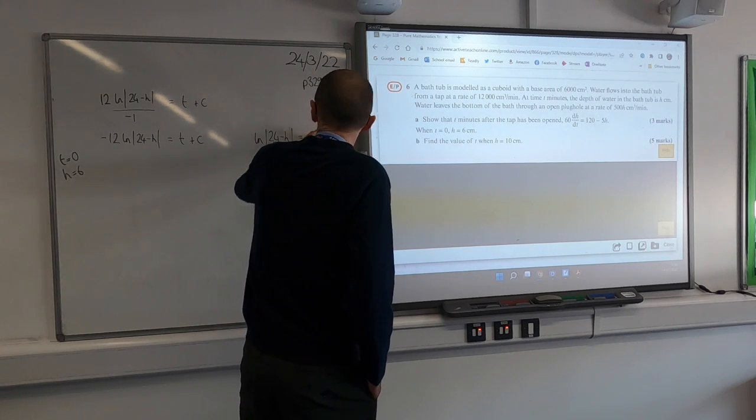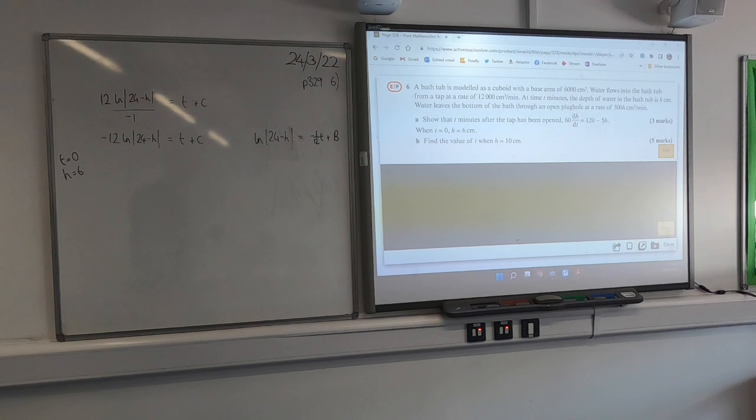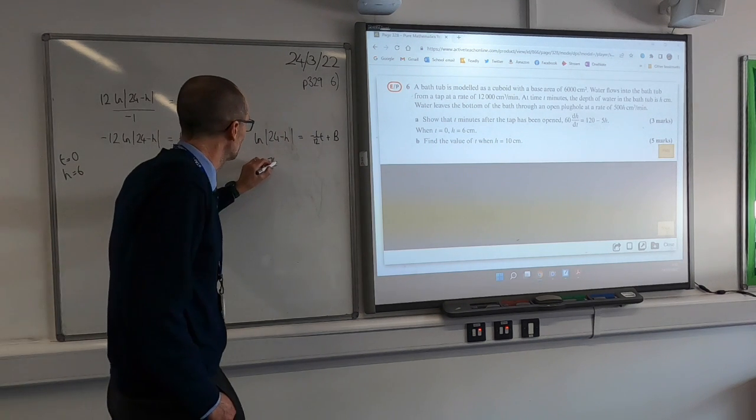Pick a letter. You see what I've done there? Minus 1/12 times c is still another constant. I know actually the other day I did it where I just kept it at c. I think it's probably a good idea to change the letter just to indicate that you realise you should have done that. And then I can e both sides.